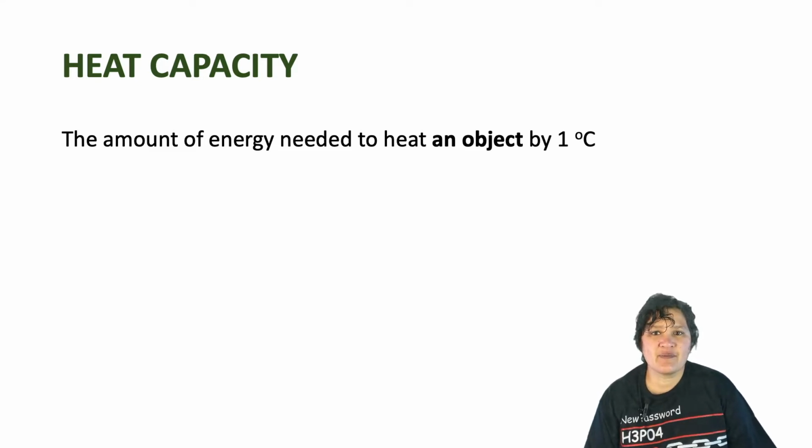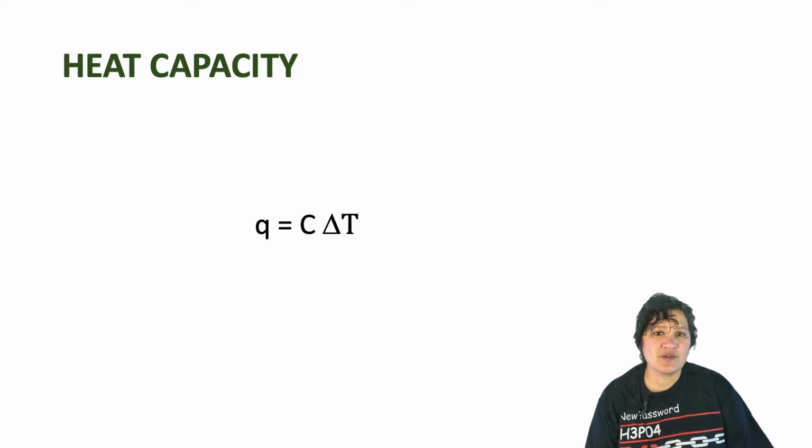This is defined as the amount of energy needed to heat an object by 1 degree Celsius. The heat capacity of a particular object has to be determined experimentally. This formula helps us use heat capacity to determine a temperature change. Q equals C delta T.